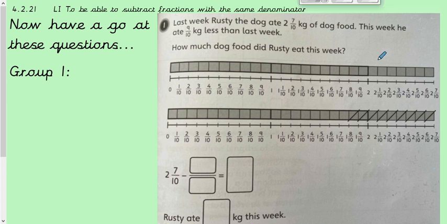Okay, welcome back if you are going through the answers with me. So we'll start with group 1 then. So last week Rusty the dog ate 2 7/10 kilograms of dog food. This week he ate 9/10 less than last week. How much dog food did Rusty eat this week?